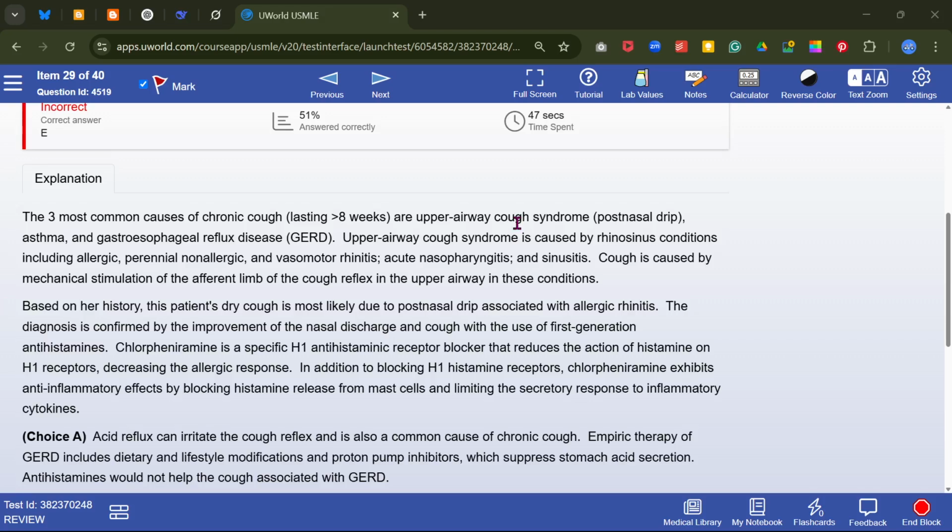The diagnosis is confirmed by improvement of the nasal symptoms and cough with the use of a first generation antihistamine. Chlorpheniramine is a specific H1 antihistamine receptor blocker that reduces the action of histamine on the H1 receptor, decreasing the allergic response. In addition to blocking the H1 histamine receptor, chlorpheniramine exhibits an anti-inflammatory effect by blocking histamine release from mast cells and limiting the secretory response of the inflammatory cytokines.